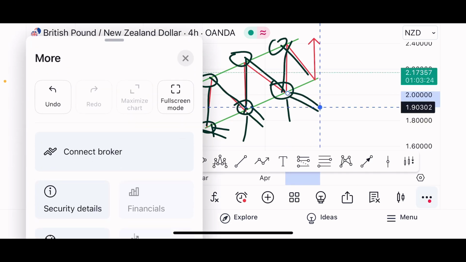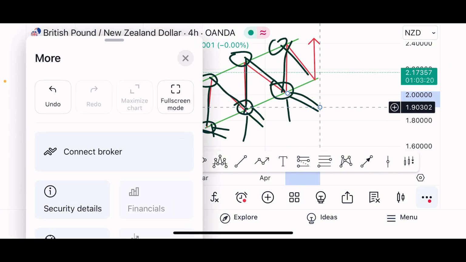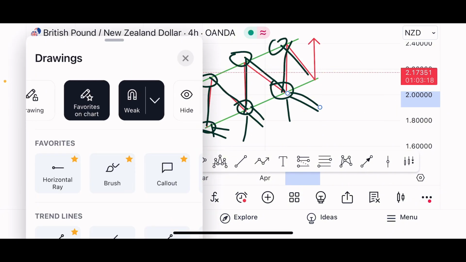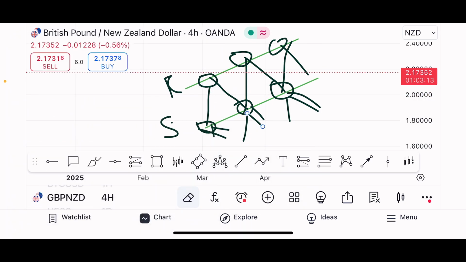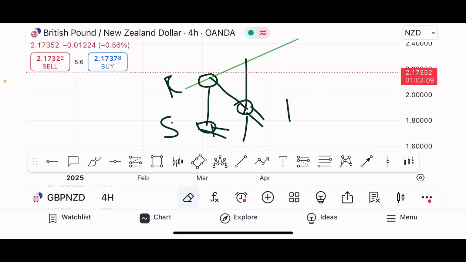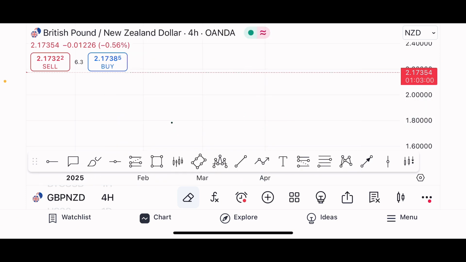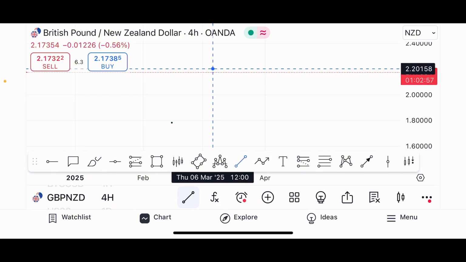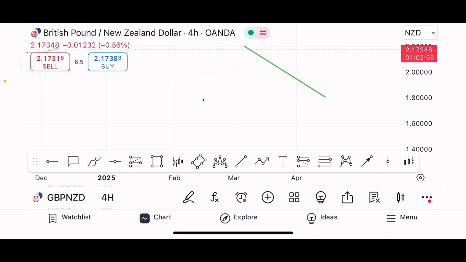Now we're going to cover, let me just erase this, a traditional bearish channel. Just to recap, let me erase everything. Just like a traditional bullish channel, a traditional bearish channel requires two identical trends.